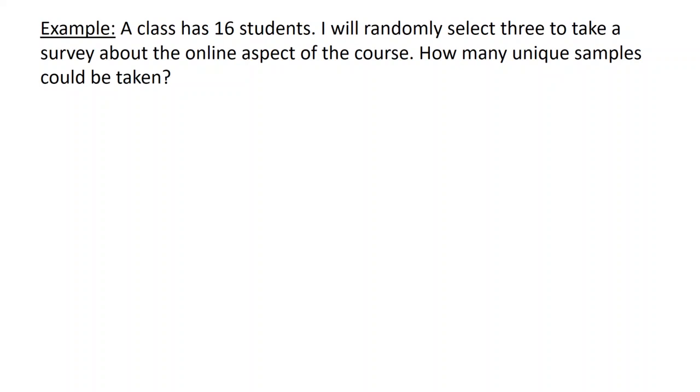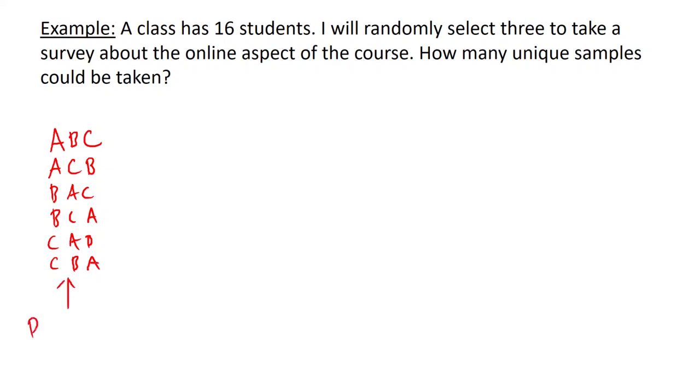Here's the way permutations work. Let's say I pick students A, B, and C. Well, a permutation would say I could have picked A, then C, then B, or I could have picked B, then A, then C, or B, then C, then A, or C, then A, then B, or C, then B, then A, right?